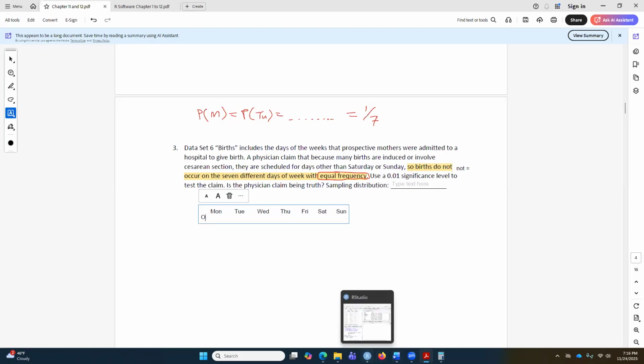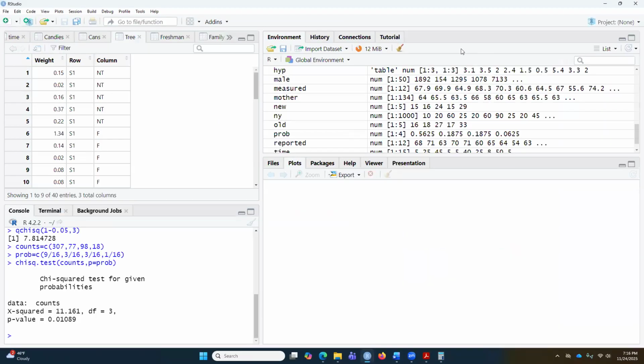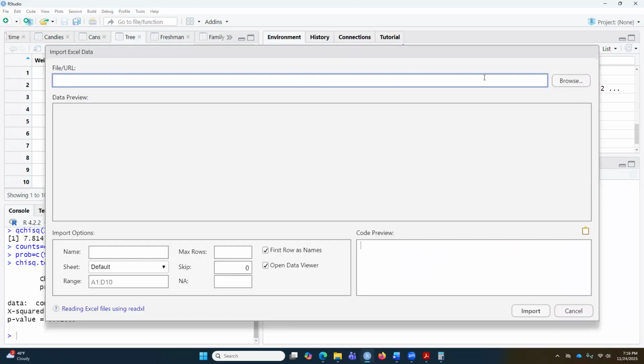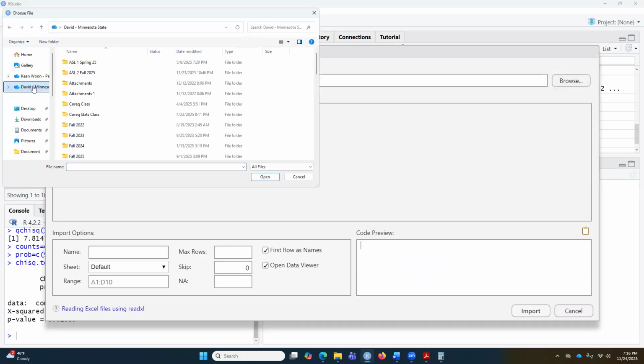So go to your RStudio. We're going to import data set number 6, birth, into your RStudio here. So import data set from Excel. I need to find where my data set is at. I think I kind of know where it is.